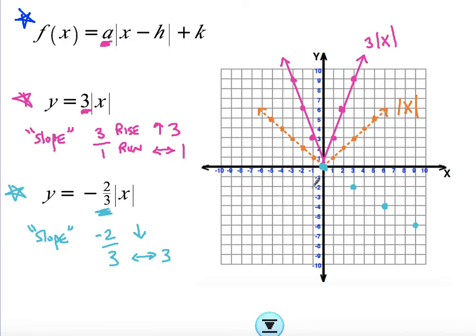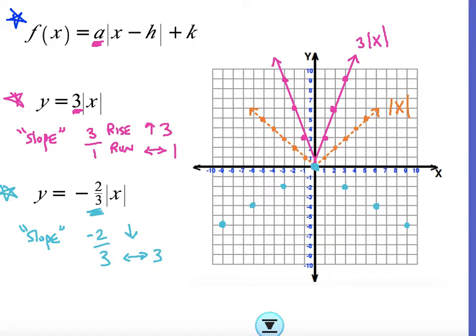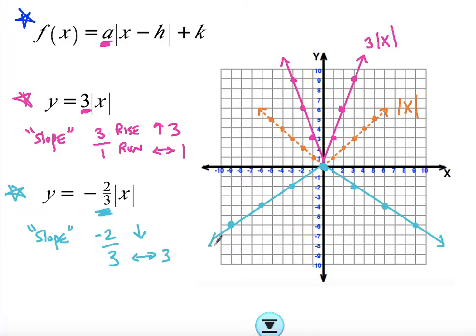But I'm going to do the same going in the other direction. So I'm going to go down 2, but now I'm going to go to the left 3. Down 2 to the left 3. Okay. And then I'm going to connect that with some nice lines, and I'm going to put my arrows on the end because these go on forever in both directions. Okay, so if you have a negative right there, that's going to essentially take this orange graph and flip it down. So now it's opening down.